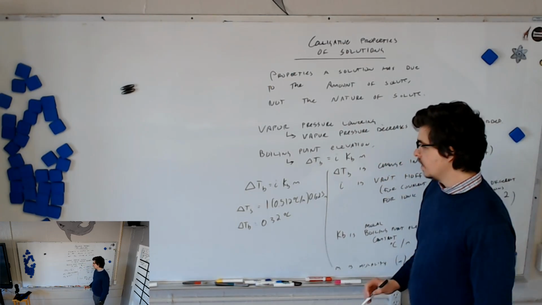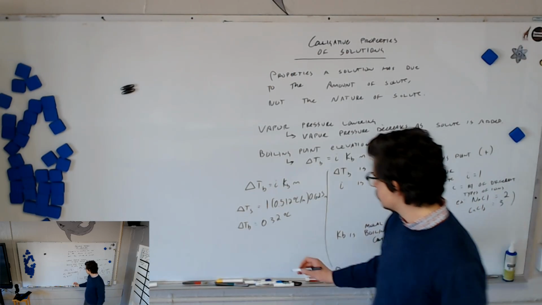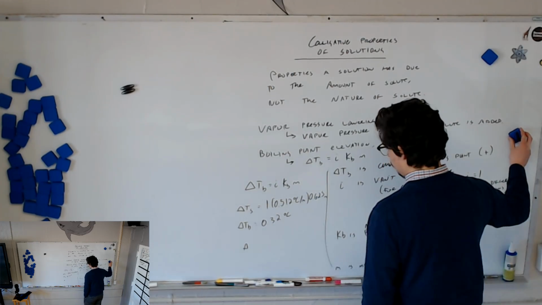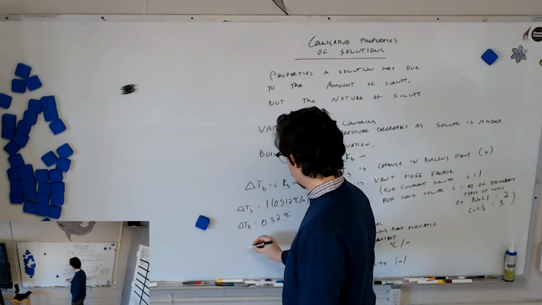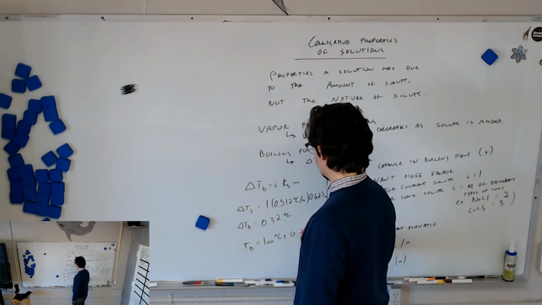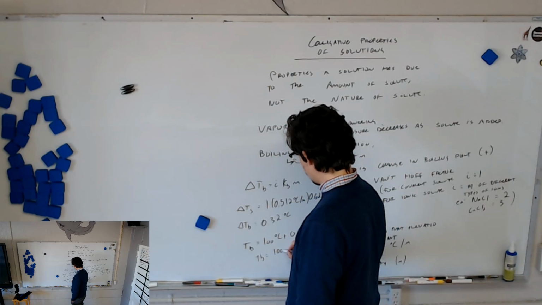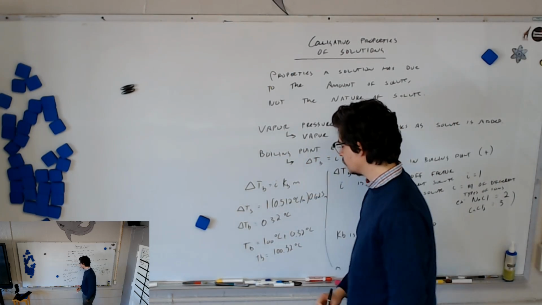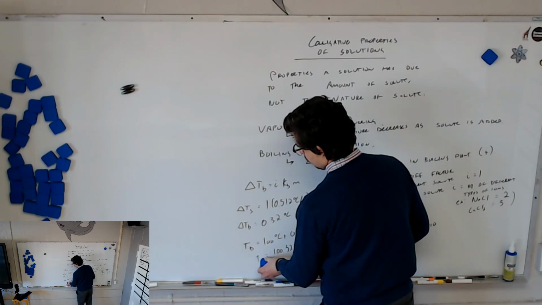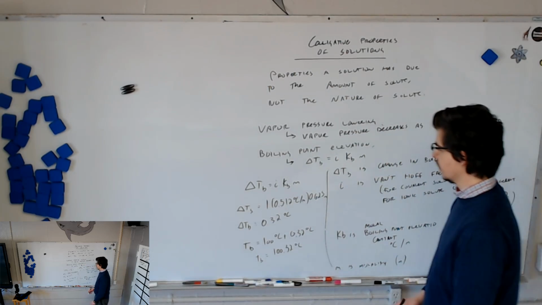And so, what's the normal boiling point of water? Isn't it like 100? Yeah, 100. So delta T sub B is that. So now our T sub B, our boiling point, equals 100 degrees Celsius plus 0.32 degrees Celsius. So 100.32 degrees Celsius. Like I said, the math is in no way difficult. It's just figuring out where to get the numbers from.